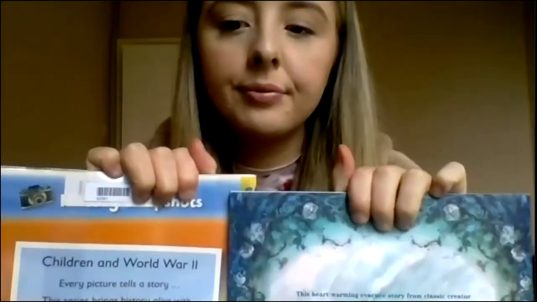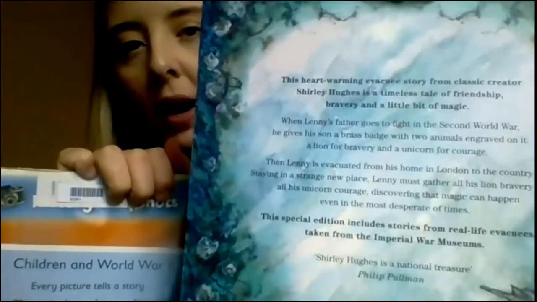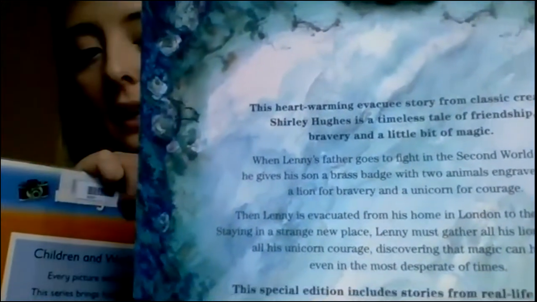Do you know what a blurb is? A blurb is something that summarises what the story will be about. It tells us what the story will be. It says, this series brings history alive with fascinating photographs that reveal lives of everyday people. And this tells us about the story of Lenny, whose father goes to war and he gets evacuated. It tells us about the content of the book.